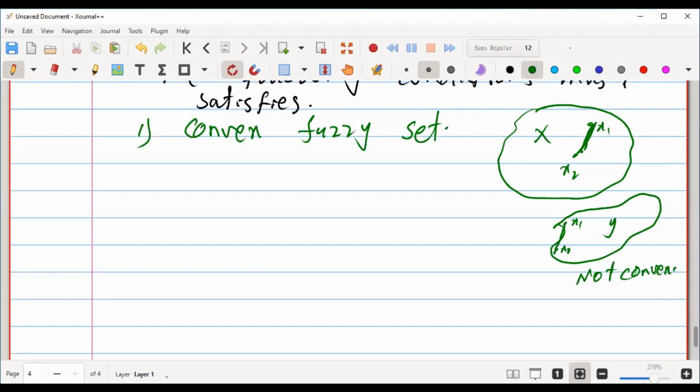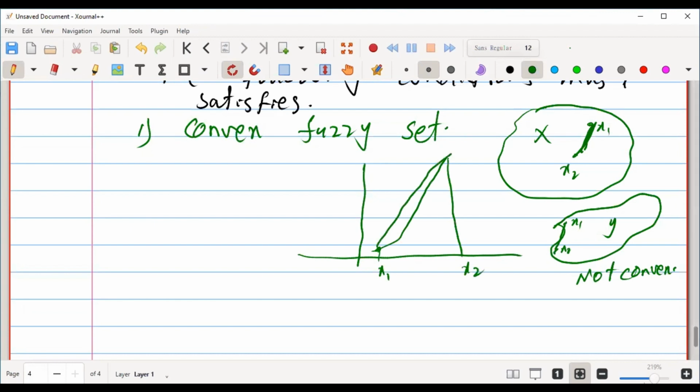Or in real line, we call a set convex if I take a graph, any graph, and I take two points x1 and x2 and draw a line between x1 and x2, the graph must lie above the line. This is called the convex in real line. But what is fuzzy convex?